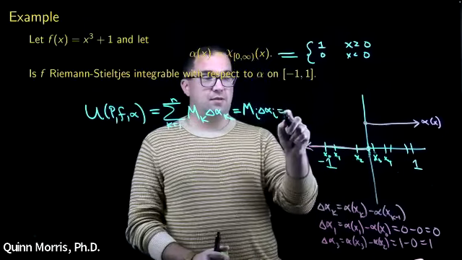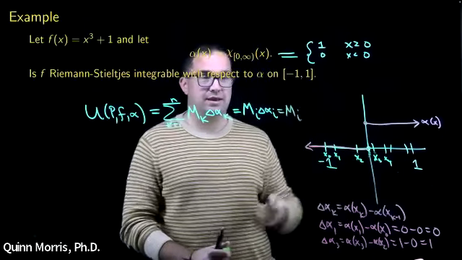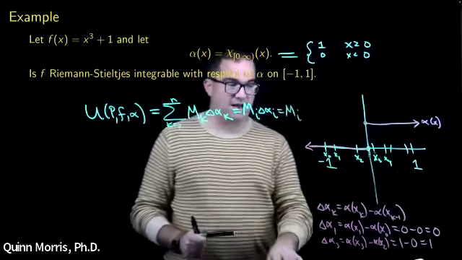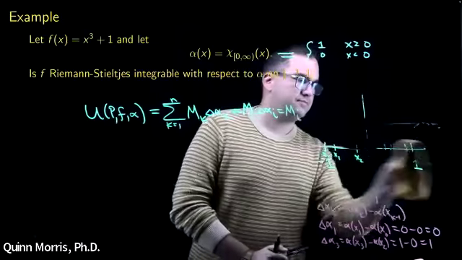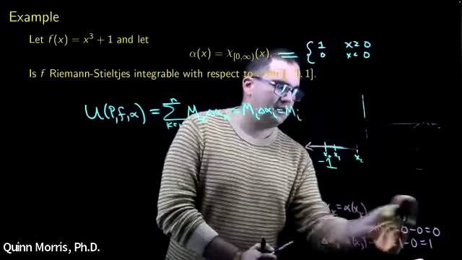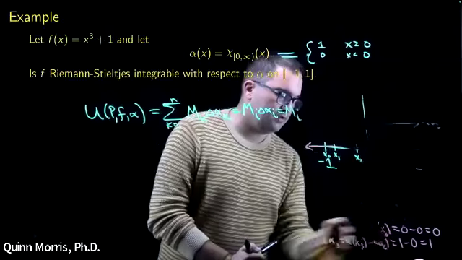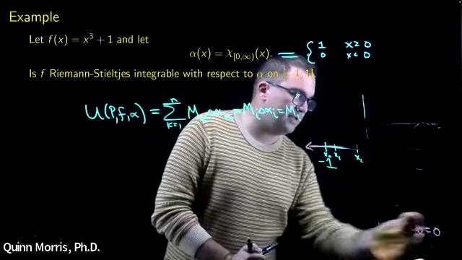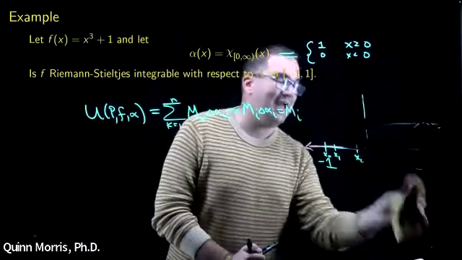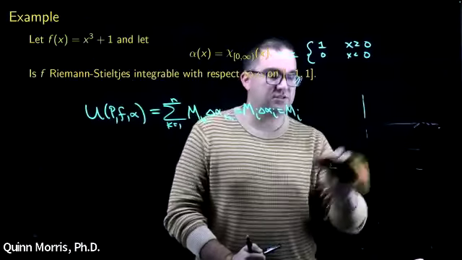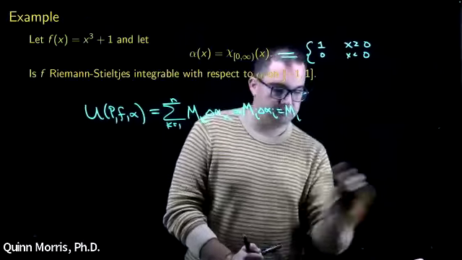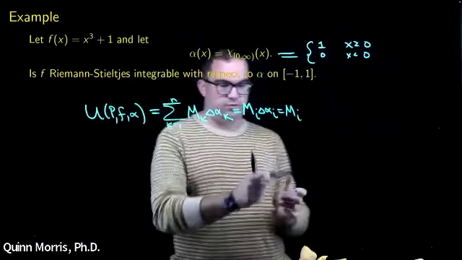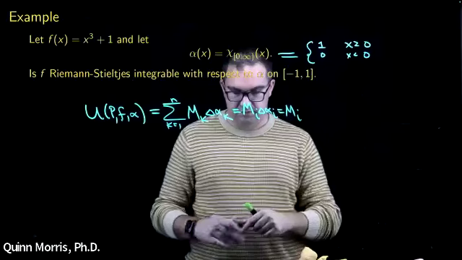So you always end up with this just being capital M sub I for some value of I. Now, how do we describe which I that is? Well, essentially, it's the I whose subinterval contains 0 and points to the left of 0. Okay. So we can say that this is equal to M sub I.